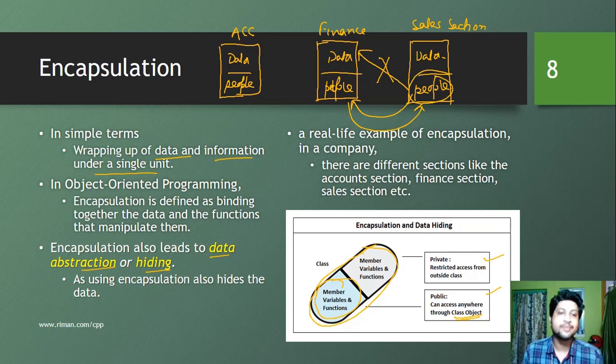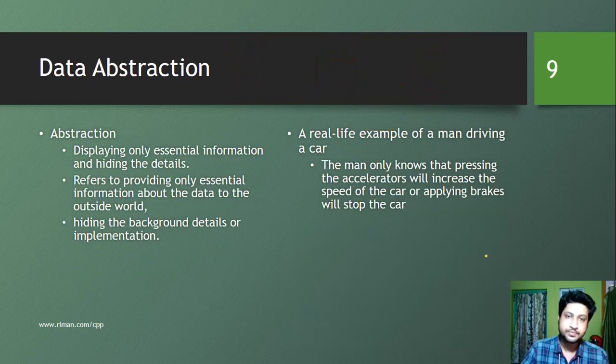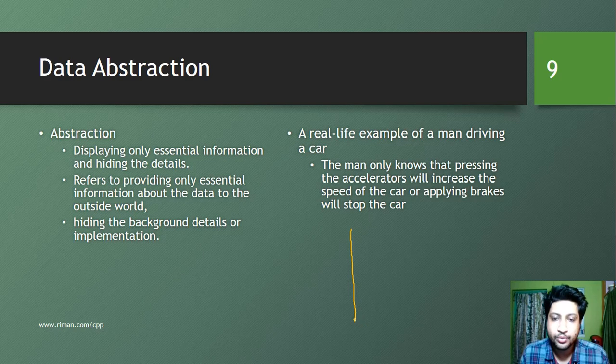To hide them, we use the concept of access specifiers. Two of the access specifiers are private and public. There is another one called protected. We are going to talk about them as well. So data abstraction. What is data abstraction? Data abstraction means, suppose we have something.